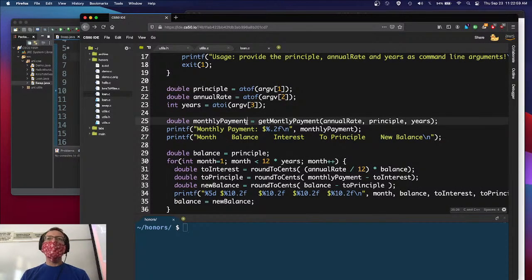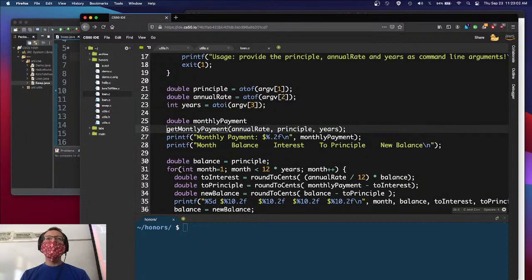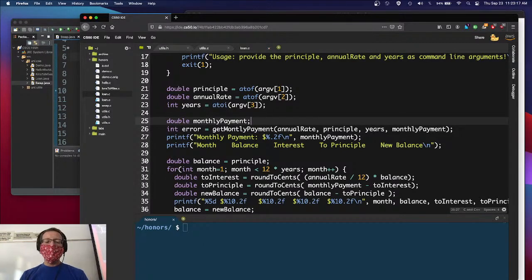There's the monthly payment. I no longer capture the return value. Instead, the return value is an integer, right? Error. And I pass in the monthly payment as the 4th argument there. Now, is that correct? What type of variable is monthly payment? Well, the parameter is going to be a pointer. It expects a pointer, but is monthly payment here a pointer? Nope. So, attempt 1. Make it into a pointer.